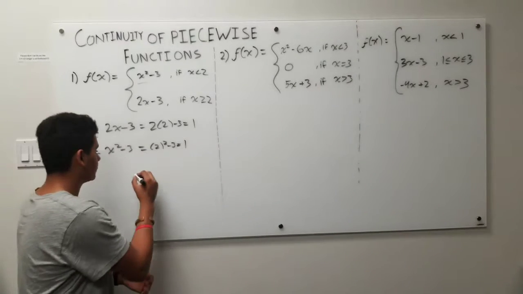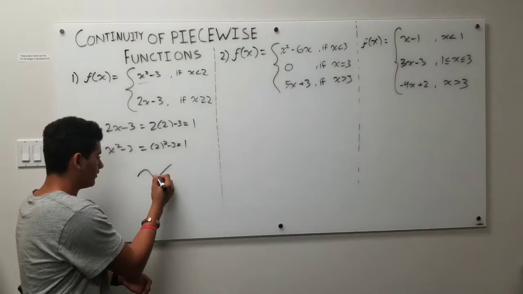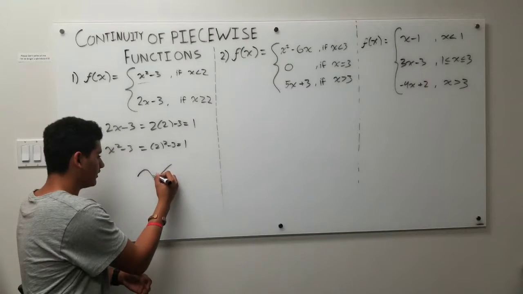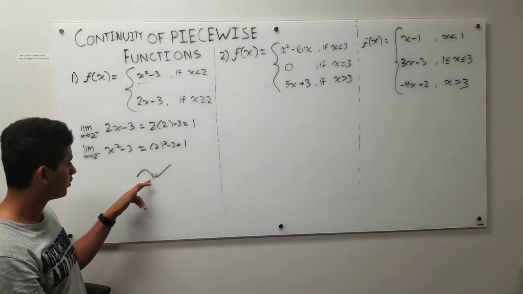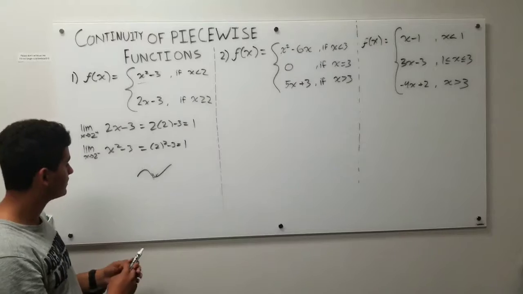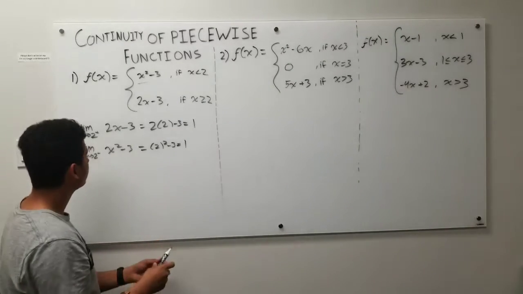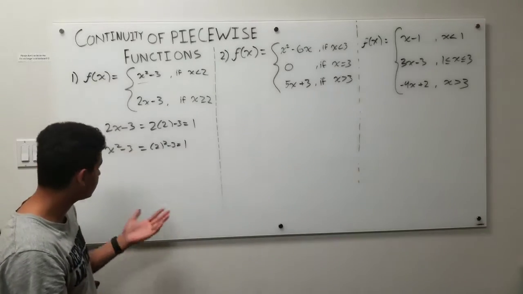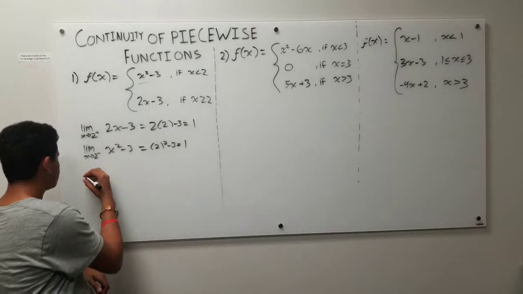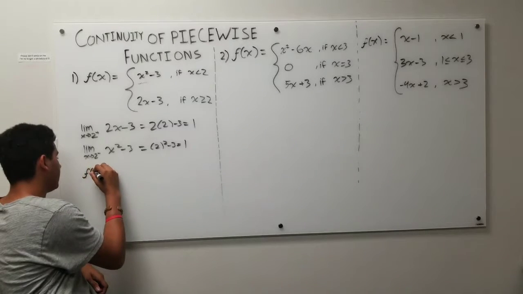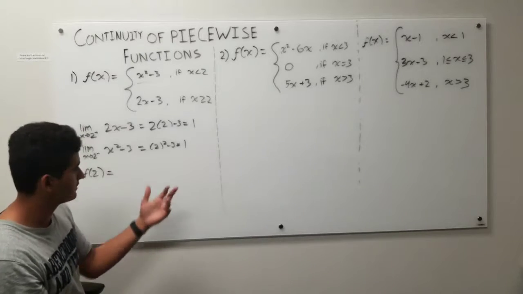Sure, the graph will be something like this. Our limit exists. If this is the value of 2, this and this are both approaching the exact same point. But we're not quite sure about the actual point itself yet, because that itself could be a removable discontinuity. So what we want to do in this case is we're actually going to plug in the value of 2 for whichever function is applicable. So now we're going to find f of 2. And if this is equal to both the limits, then the function is continuous.